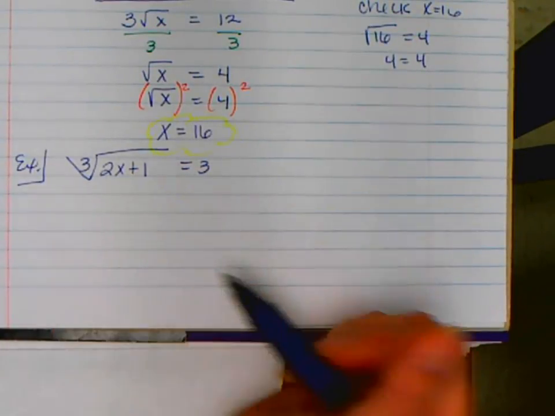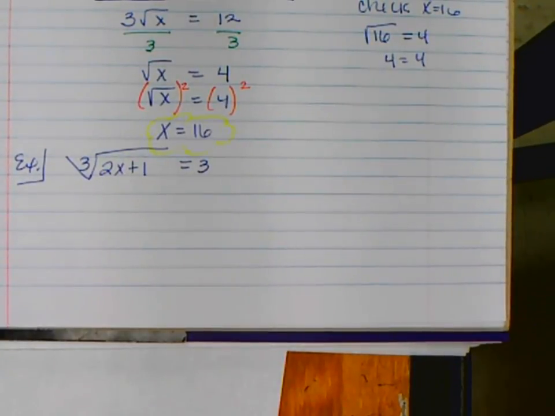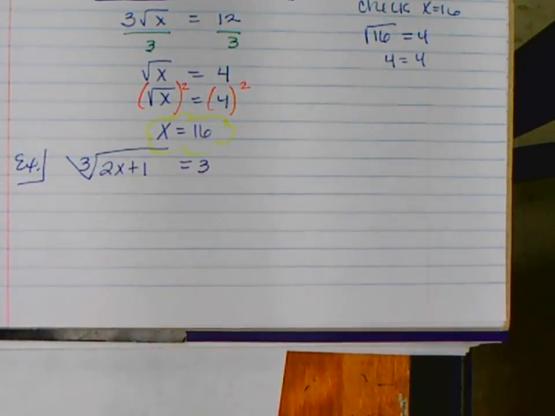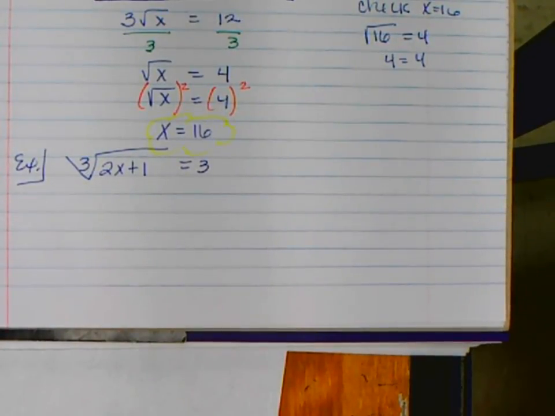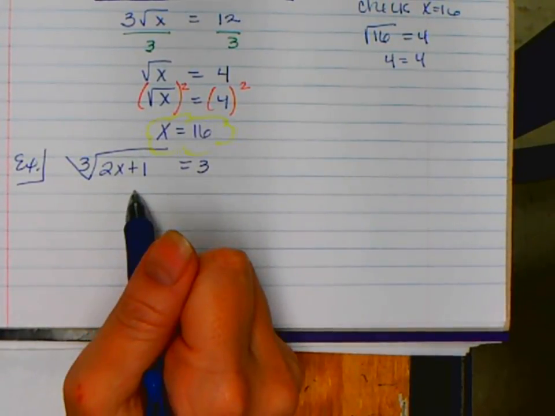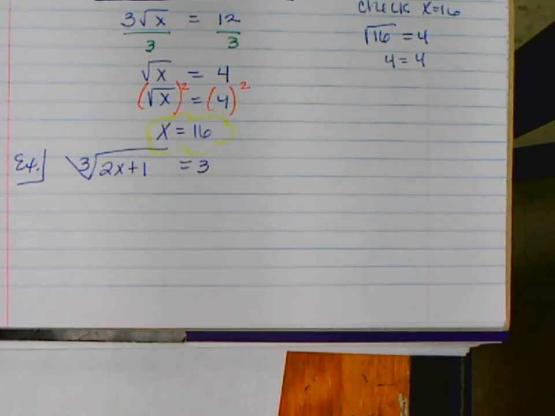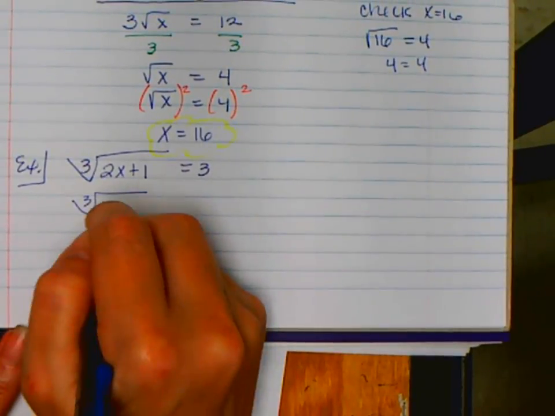What if it was the 4th root? We would raise both sides to the power of 4. That doesn't have a neat little saying like cubed root and square root do. But if this was the 4th root, we would raise both sides to the 4th power. If this was the 5th root, we'd raise both sides to the 5th power. And that would get rid of the radical. But since it's a cubed root, we'll cube or raise both sides to the 3rd power. So that's the only difference.